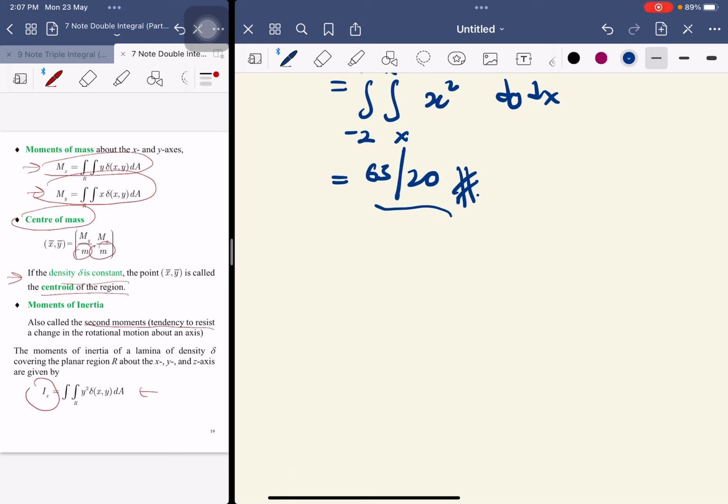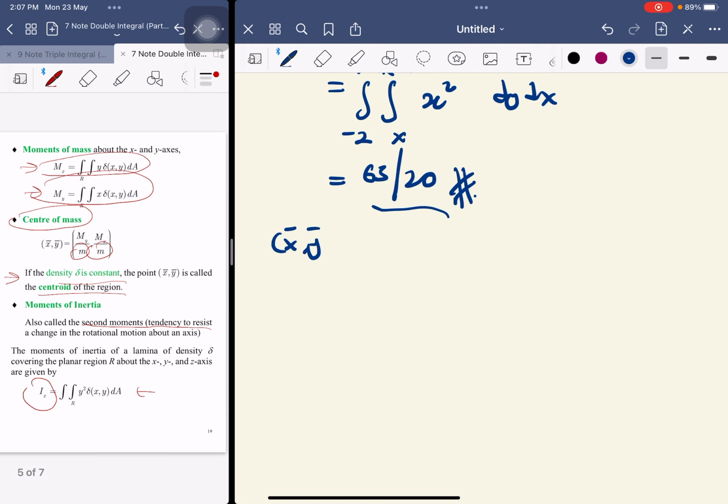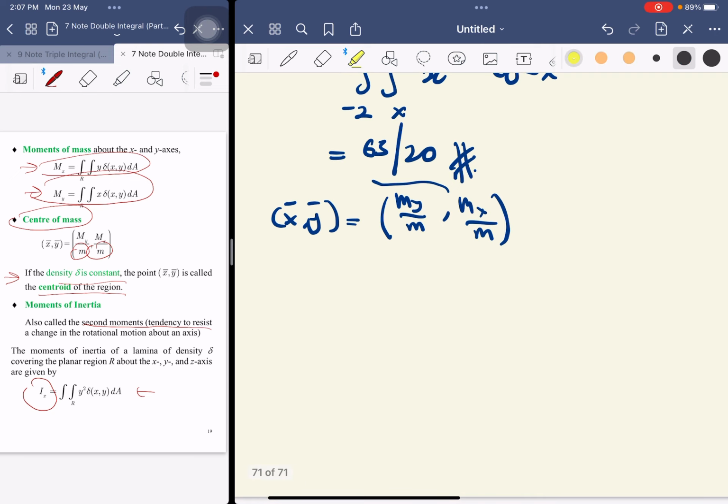Now, in order for us to get x bar and y bar, we need to find My over mass, Mx over mass. So we have solved for this part, the m. Our intention now is to get My and Mx, which is the moment of mass. The first one, Mx now.